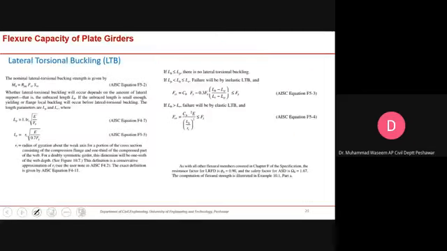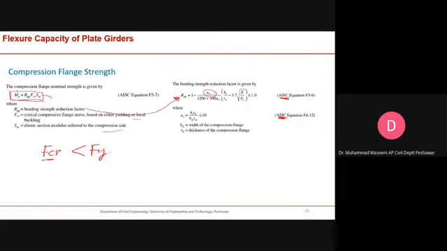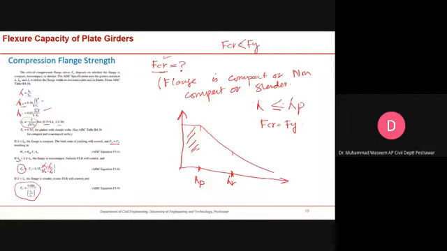Okay, so the third limit state is the LTB. Okay, now this LTB is related with, you can call it the bracing length. Okay, bracing of the plate girder. Okay, now how to calculate or how to evaluate the LTB flexure strength? So you have to use this equation, same equation. Okay, now this equation and this equation are almost similar.